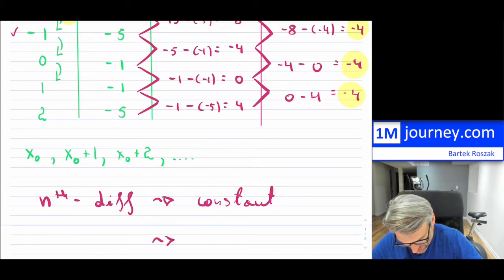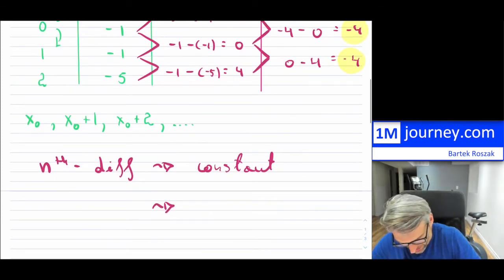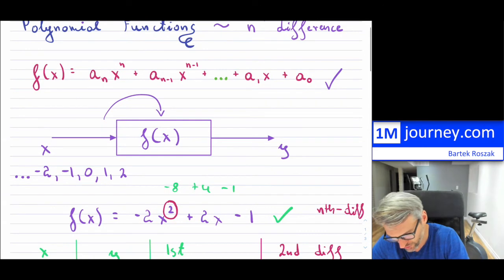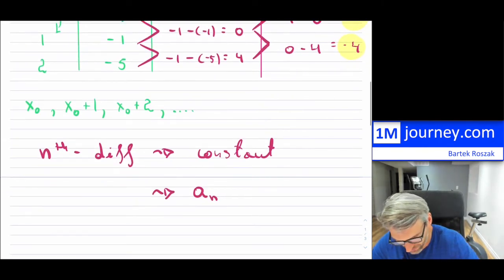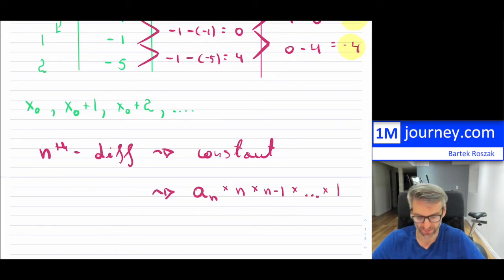Now, we can actually say a little bit more. If we would do this for any polynomial of nth order, you will actually find that the difference is equal to the constant that we have, so our first constant right here, multiplied by n, multiplied by n minus 1, multiplied by dot, dot, dot, all the way up to 1.